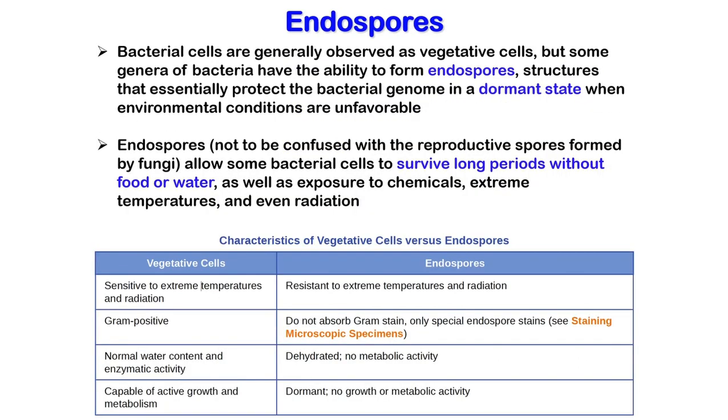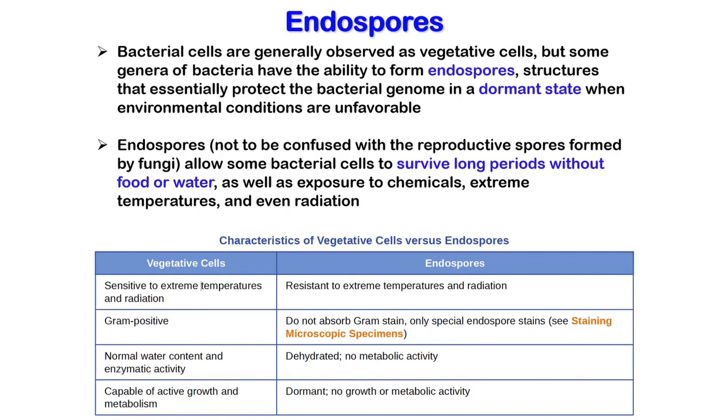So bacteria are generally observed as vegetative cells. And what we mean by vegetative is that cells are in a state to grow and reproduce. But certain bacteria do have the ability to form spores when they encounter unfavourable conditions. And these are the structures which protect the bacterial genome in a dormant state. And these can actually last for thousands of years.